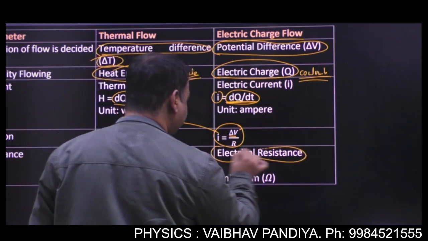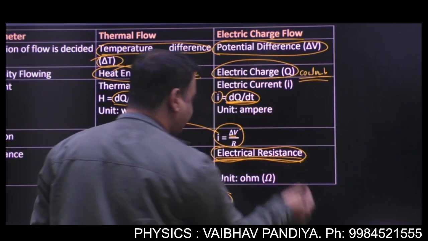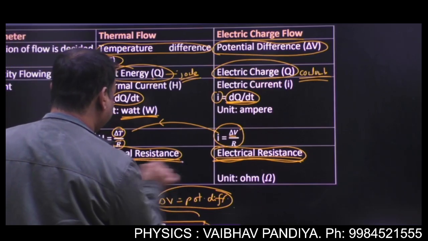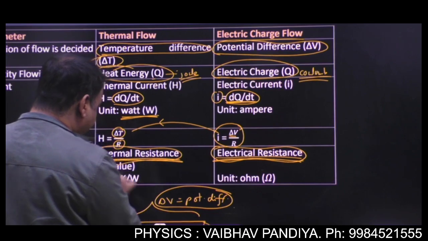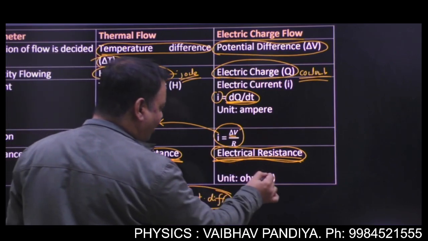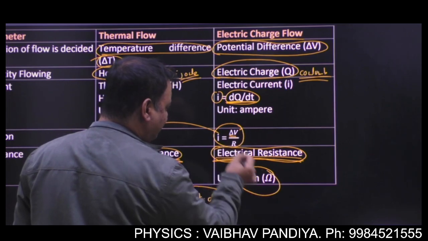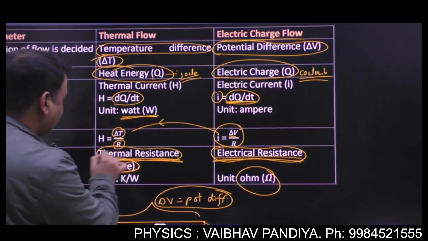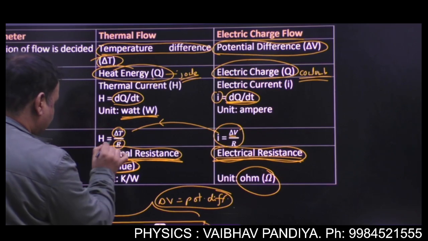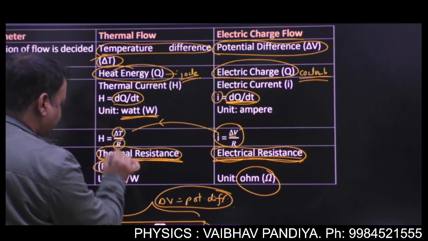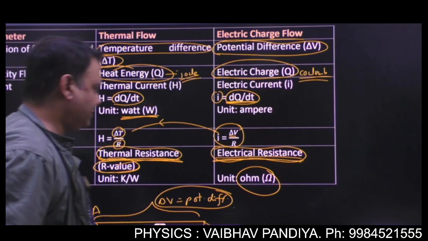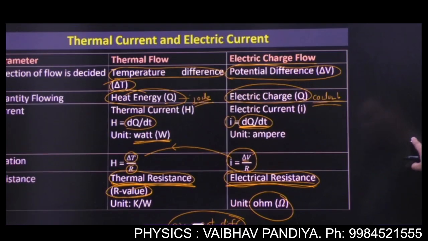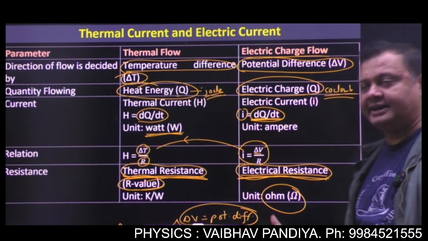Both are resistance. It is offering the obstruction in the flow of electricity, it is offering the obstruction in the flow of heat energy. It is also called the R value. Here the unit will be ohm, we all know. R will be volt per ampere, which is given the name ohm. And here if you make R the subject, R will come to be temperature by thermal current, that is Kelvin per watt. So this is the comparison chart of the thermal current and the electric current.